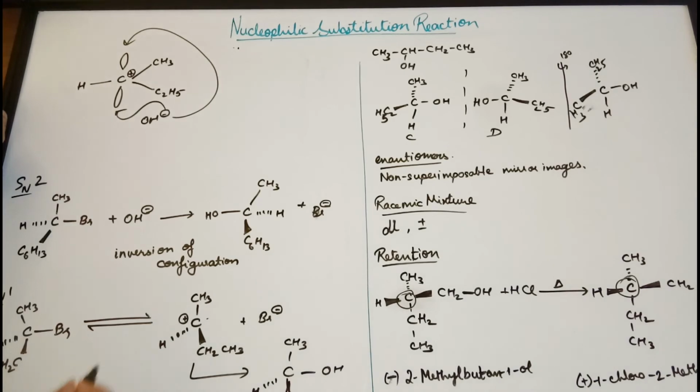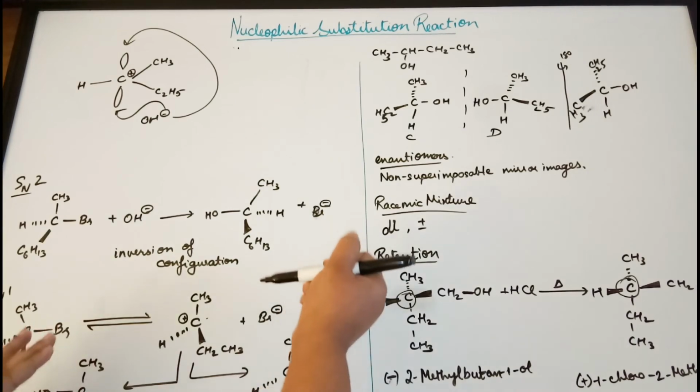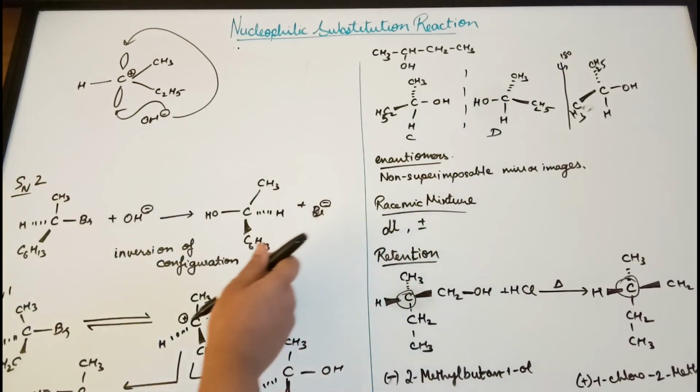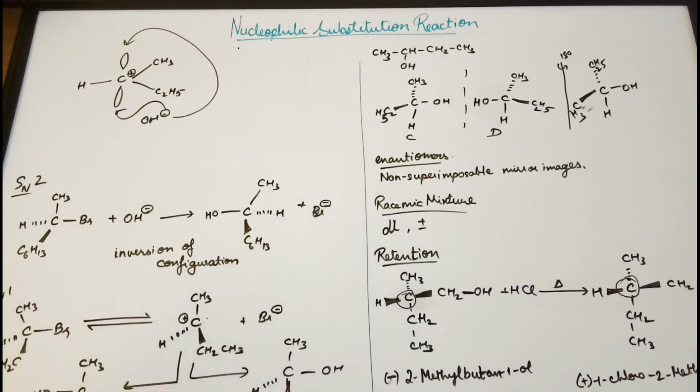Okay, but when it attacks from this side, that is from the back again, it will give us OH, CH3, sorry, H, and a CH2, CH3. So what is happening is the OH can attack either from this side or from this side. When it attacks from this side, there is a retention of the configuration.